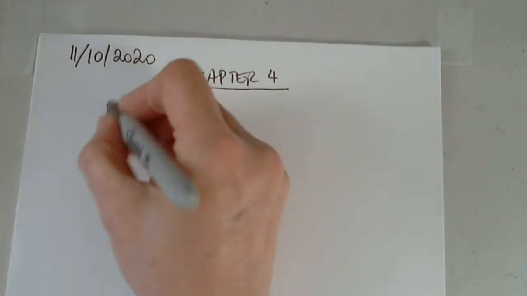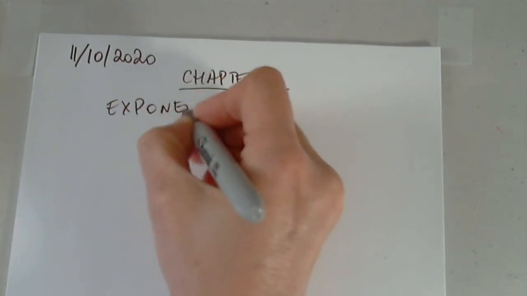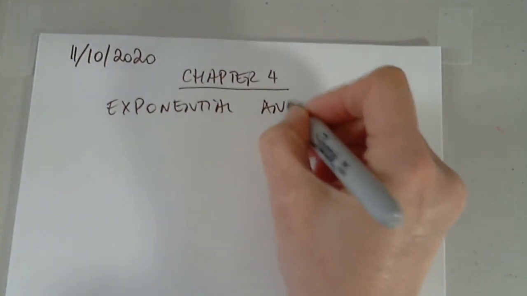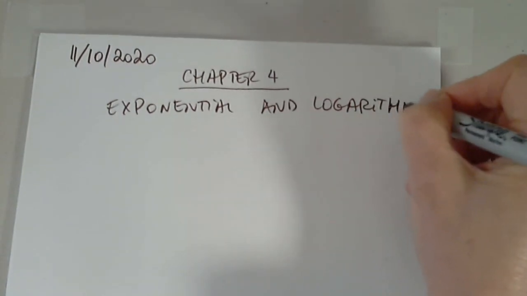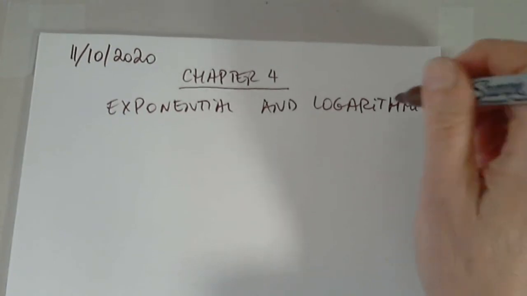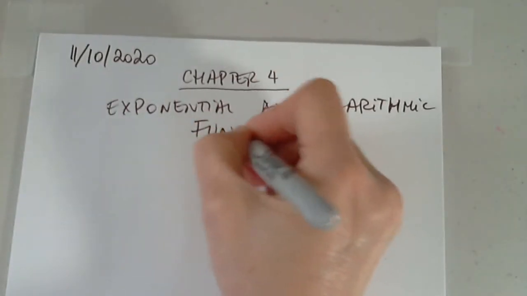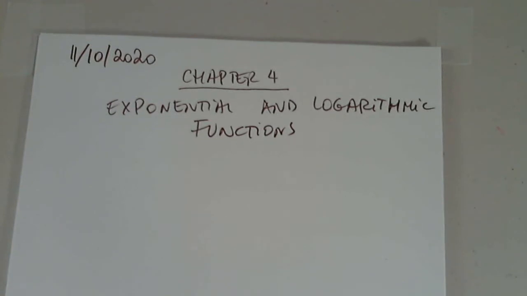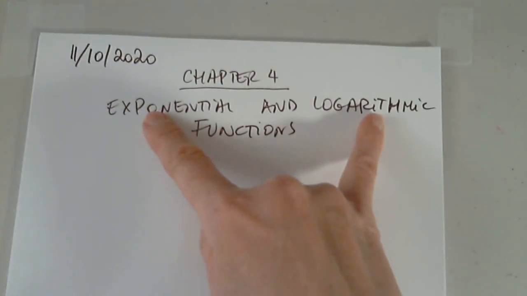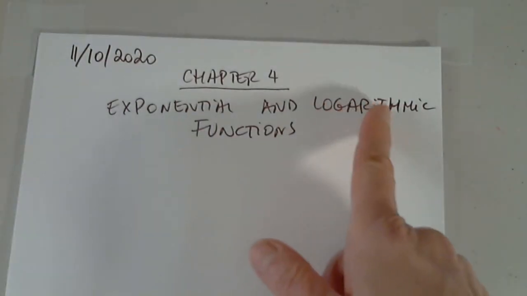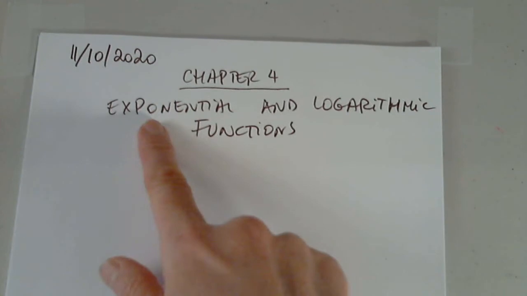With the last two functions, we are going to look at this class: exponential and logarithmic functions. The last two functions we are going to look at in this chapter, in this course. The reason they are together is because they are inverses of each other. So the exponential is the inverse of log, and log is the inverse of exponential.